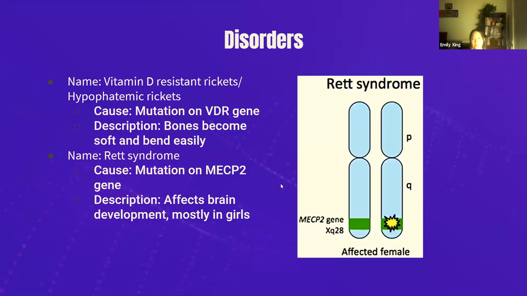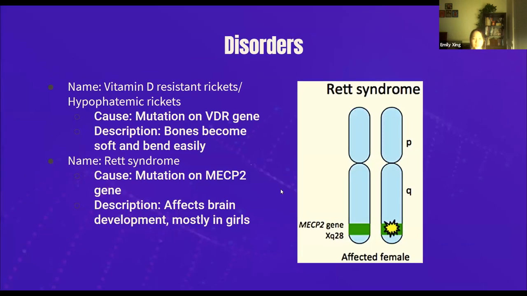There's not much associated with this. Vitamin D resistant rickets is caused by a mutation on the PHEX gene on the X chromosome. The bones become really soft and bend easily because you need vitamin D to strengthen your bones, kids. And then also Rett syndrome, a mutation on that gene, affects brain development. Like all of these disorders, it's mostly present in girls because, again, X-linked dominant, you get two chances to get that disease. Rett syndrome is what you see in the diagram on the right.